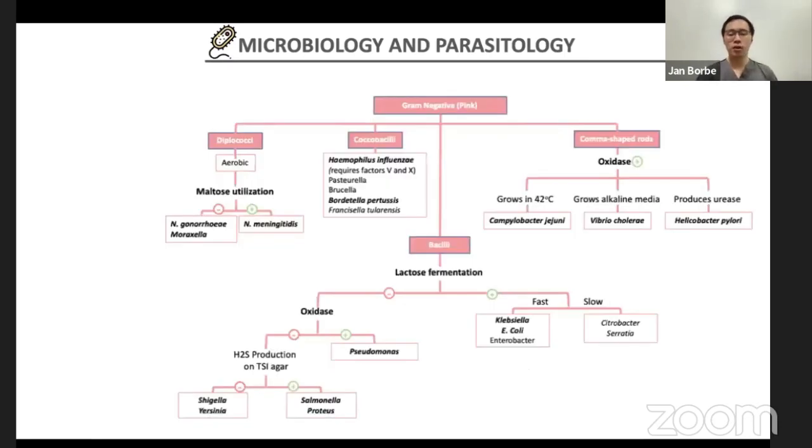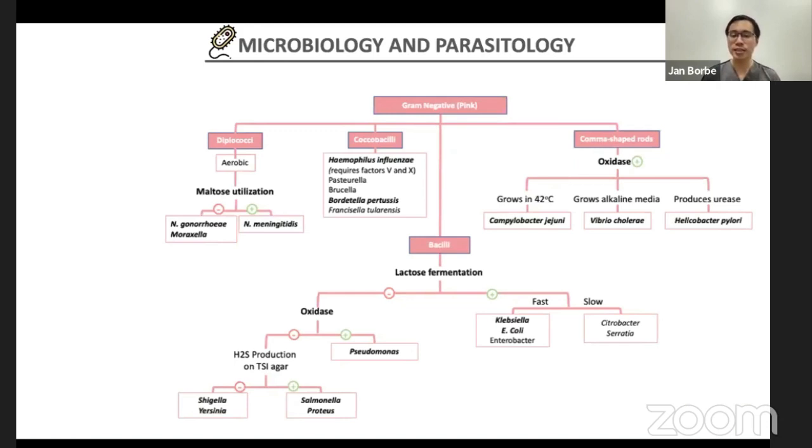Okay, so this one, just emphasizing, ito na-miss out natin before. Sa maltose utilization ng Neisseria meningitidis, positive. Natandaan nyo lang yung letter M. Maltose, meningitidis. Gonorrhea, anong i-utilize niya? Glucose. G to G, M to M. So si gonorrhea, it does not utilize maltose. Si Moraxella, not so associated with a lot of diseases, but a very important thing about Moraxella is it is asaccharolytic, meaning to say, it does not utilize any sugar.